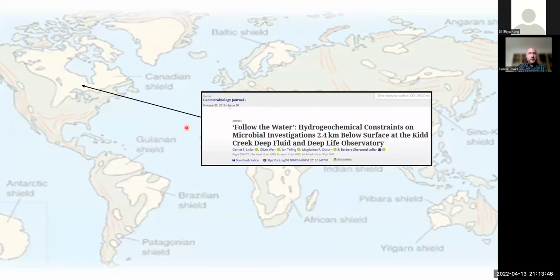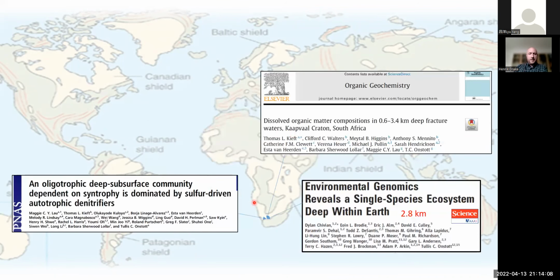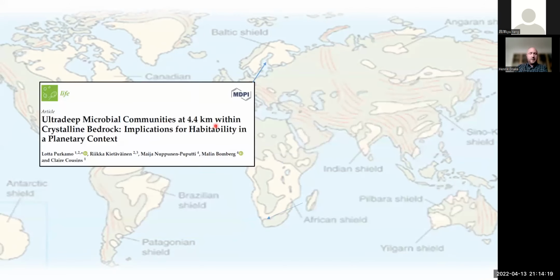If we look at the other cratons, such as the Canadian Shield, we've been doing a lot of work with Barbara Sherwood Lollar's group, who have done a lot of work in Kidd Creek mine, down to 2.4 kilometers, finding these ancient waters that I talked about earlier with signatures of life in them. A lot of work by T.C. Onstott's group in South Africa has found traces of life down to 3-4 kilometers. And also some in Finland. It's kind of similar to what has been done in Sweden. Also a lot related to nuclear waste repositories.